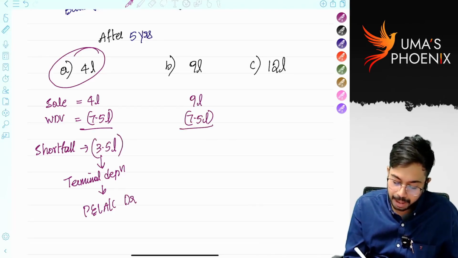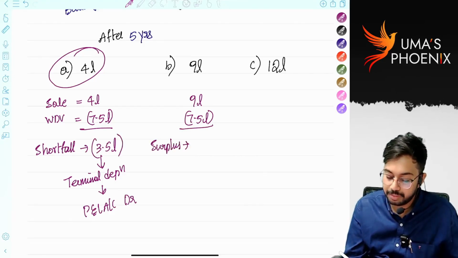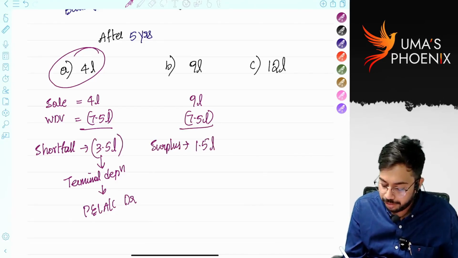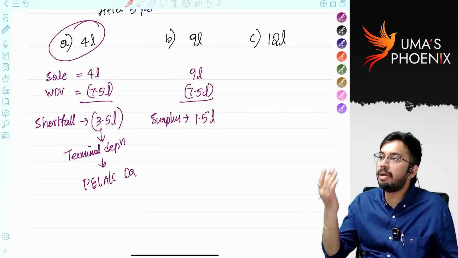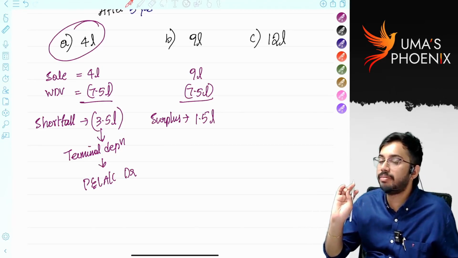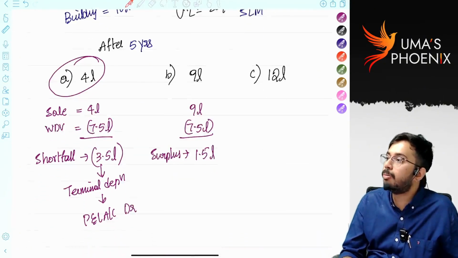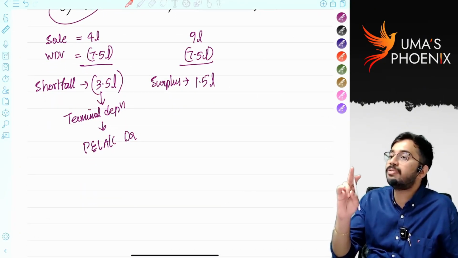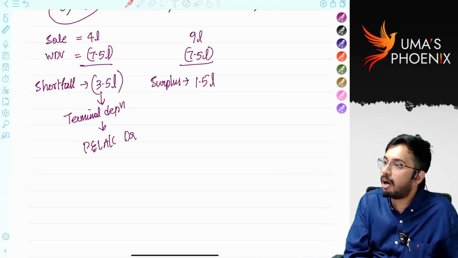Case 2, sale value is 9 lakhs, written down value 7.5 lakhs. So is there surplus or shortfall? Surplus. How much? 1.5 lakhs. Whether the surplus is more than depreciation claimed or less? How much depreciation was claimed? Depreciation claimed was 2.5 lakhs. Surplus is 1.5 lakhs, which is less than depreciation claimed, 2.5 lakhs.